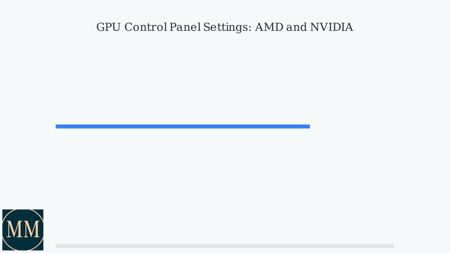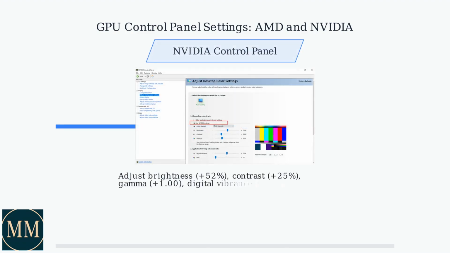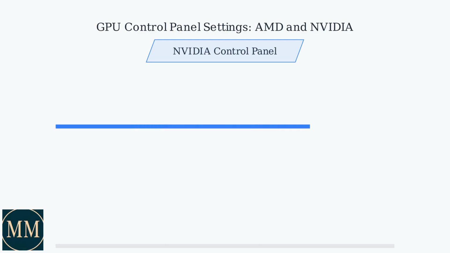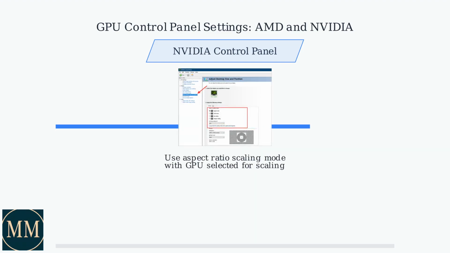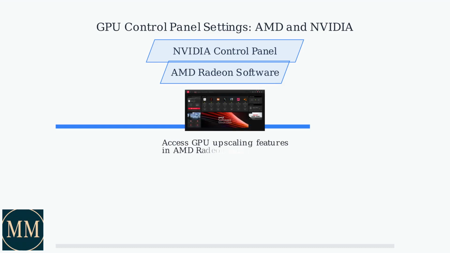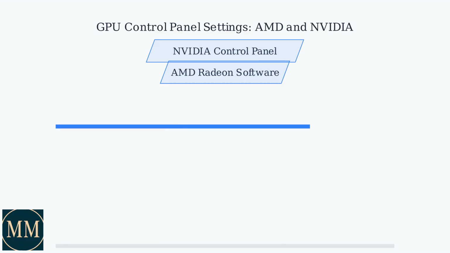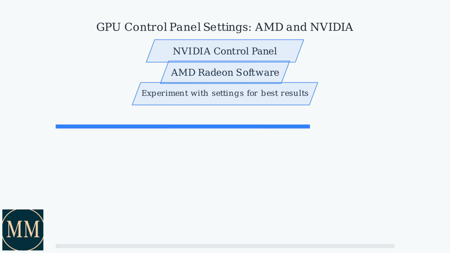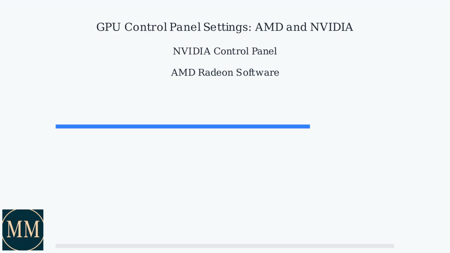Both AMD and NVIDIA provide control panels with powerful image enhancement features that can help reduce blurriness on LG UltraWide monitors. In the NVIDIA control panel, start with the Adjust Desktop Color Settings option to fine-tune brightness, contrast, and vibrance. Next, check Adjust Desktop Size and Position for scaling options, selecting aspect ratio scaling with GPU processing. AMD Radeon software offers GPU-accelerated upscaling tools for better image quality. Experiment with these settings to find the optimal configuration for your content and reduce blurriness on your LG UltraWide monitor.